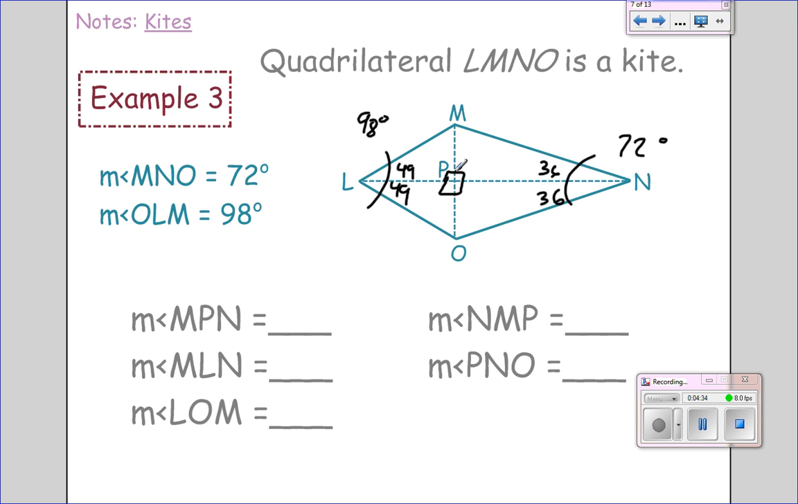So you know this triangle has to add up to 180. So 180 minus 90 minus 49 gives you 41. Same thing here. Then 180 minus 90 minus 36 gives you 54 and 54. So angle MPN, well that's 90. MLN, 49. LOM, 41. NMP, 54. And PNO, 36. So that's how we can solve for all the missing angles inside of a kite.